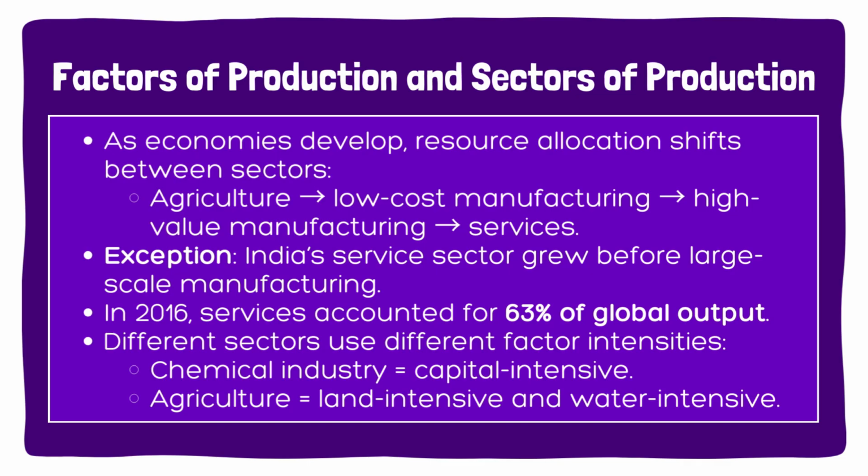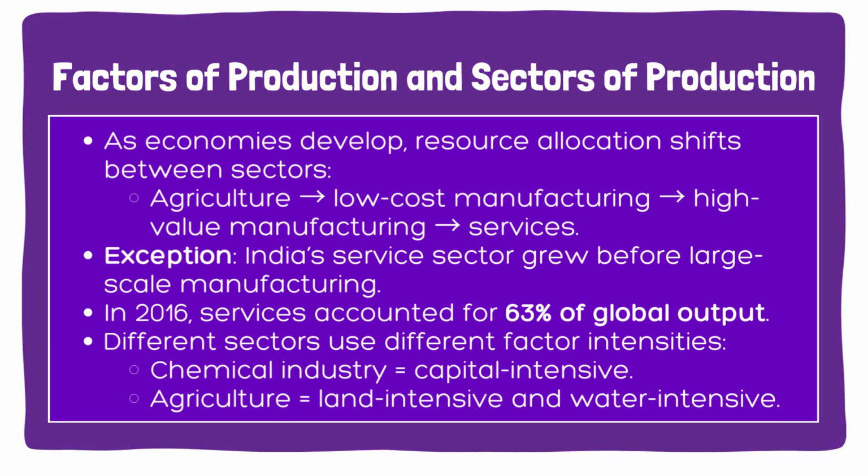Demand for factors of production changes as economies develop and their industrial structure shifts. Resources often move from agriculture into manufacturing, then into higher value-added industries, and eventually into services. However, not all economies follow the same pattern, as India's service sector expanded before it developed a large manufacturing base. In most countries today, the service sector contributes the largest share of output, accounting for 63% of global output in 2016. Different industries use different factors, with chemicals being capital intensive and agriculture being land and water intensive.